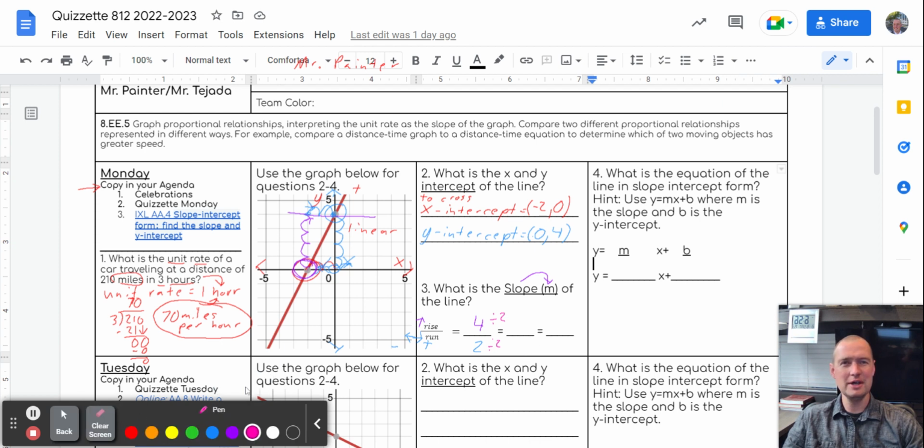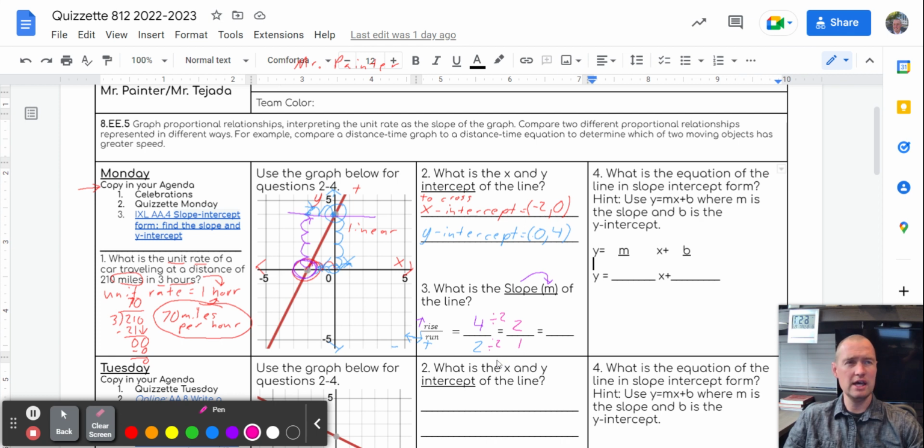Very good. You're like, Mr. Painter, what is wrong with you? Got 1. Now, 4 divided by 2. How many times does 2 go into 4? Oh, that is 2 times. Very good. All right. So now we've got 2 over 1.